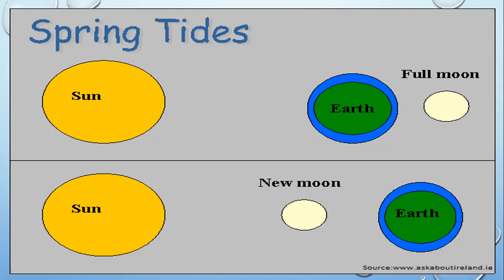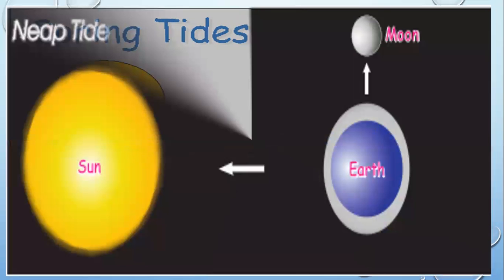Okay, now here if you see, another characteristic of a spring tide is that it occurs at a time when the sun, moon and the earth are in the same line. Okay, here if you see in the picture that sun, moon and the earth are in the same line. Okay, and such tides are higher than the higher tide and lower than the lower tide. Okay, this is all about the spring tide.